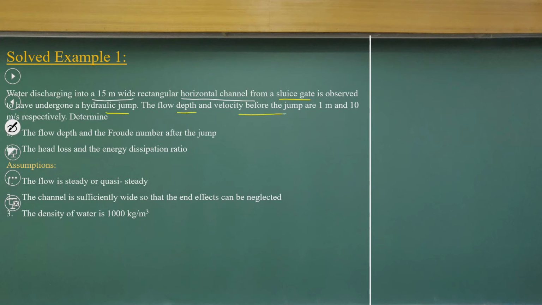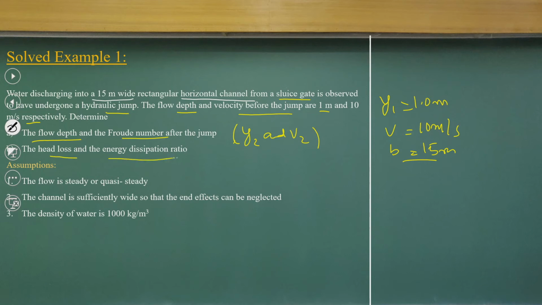The flow depth before the jump is 1 meter and the velocity is 10 meters per second. So, what is given? Y1 is given as 1 meter, okay. The velocity is given as 10 meters per second. I think B is given here as 15 meters, but B is not necessary to compute this. Compute the flow depth and flow Froude number after the jump, that means Y2 and V2, and the head of energy loss or energy dissipation ratio.